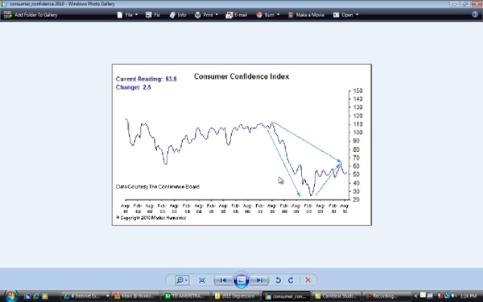Now, one way we see how the consumer is doing is the Consumer Confidence Index. This tells us how confident the consumer is, and we need the consumer to start spending and to be happy in order for the market to really recover.